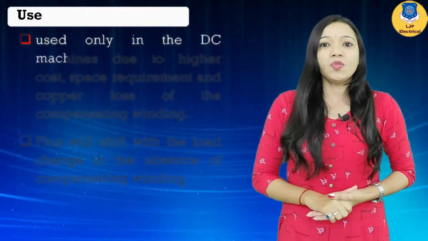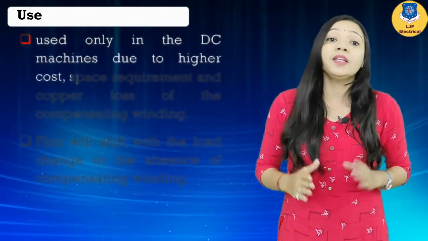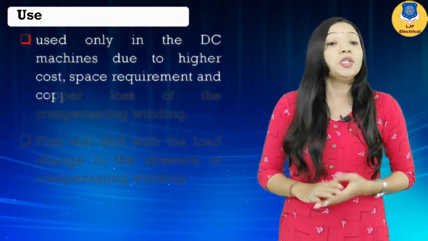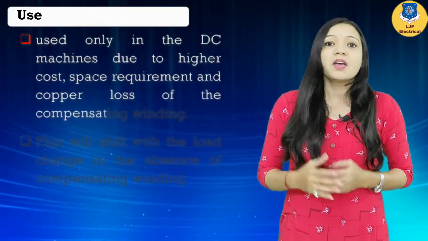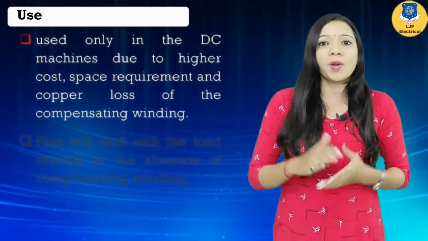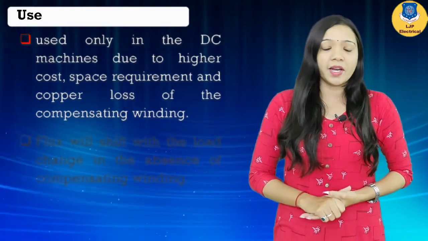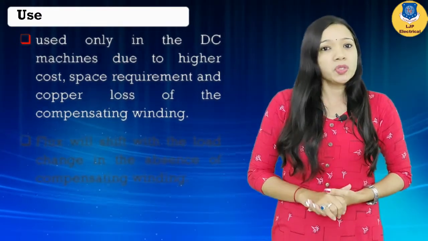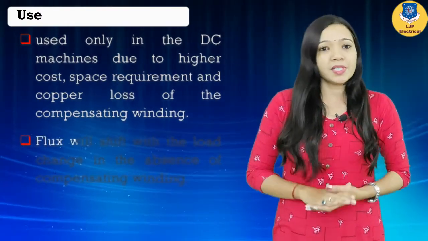The compensating winding is used only in large DC machines, due to the higher cost, space requirements and copper loss of the compensating winding.